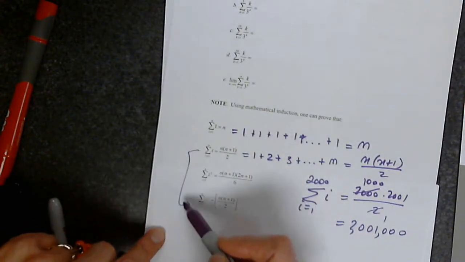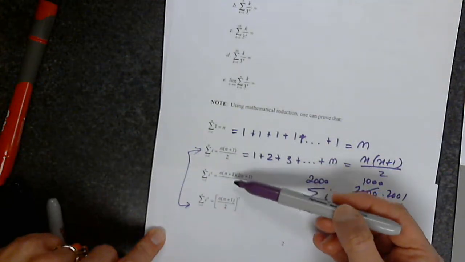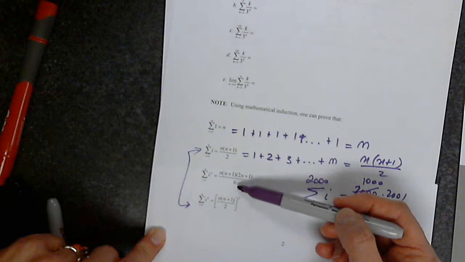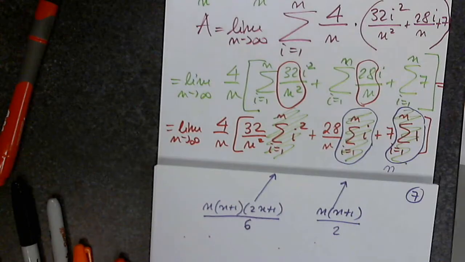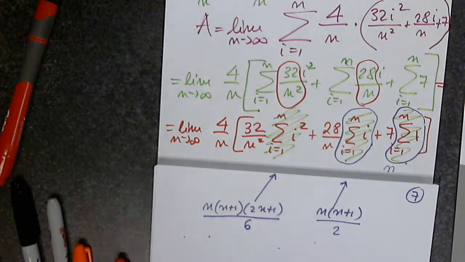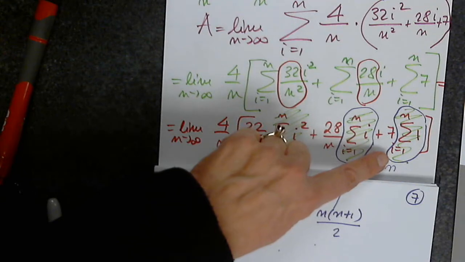So these two are very similar. And the only thing here that is different is the 2n plus 1 and the denominator, which is 6. But yes, you have to remember these. They are useful. Okay, so is this okay so far? Okay, so now we are back. I managed to get rid of the summation notation.